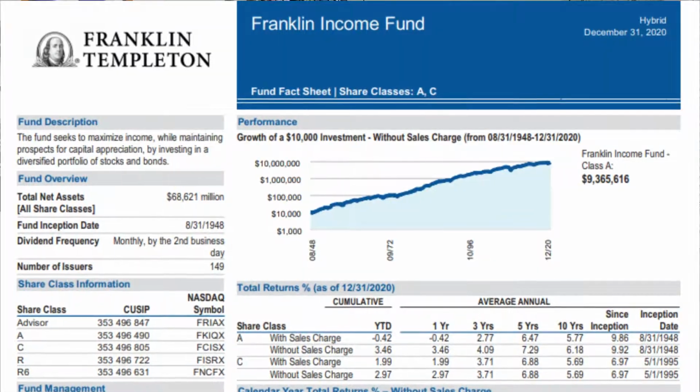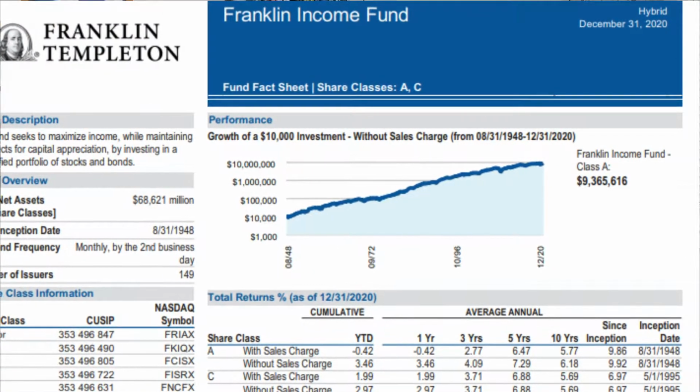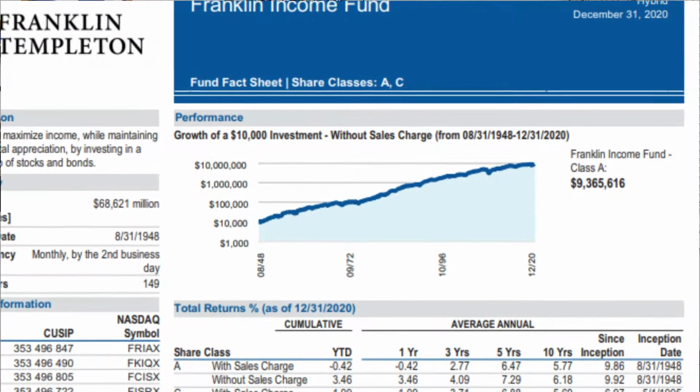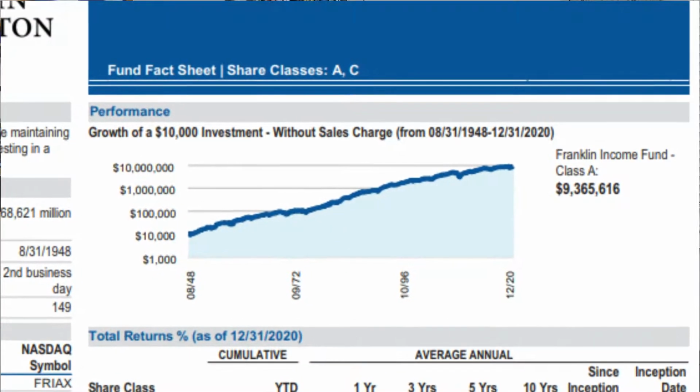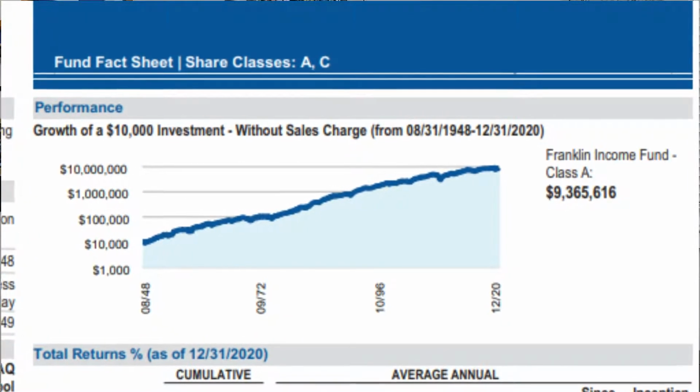Now, obviously, the biggest, most obvious thing that's going to catch your eye is that beautiful graph in the top right corner that says if you invested $10,000 in this mutual fund's inception date, what it would be worth today. In this mutual fund's example, if you invested $10,000 in 1948 when this particular mutual fund originated, it would be worth over $9 million today.